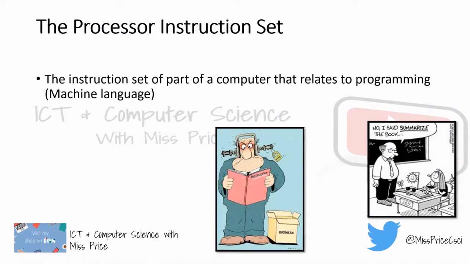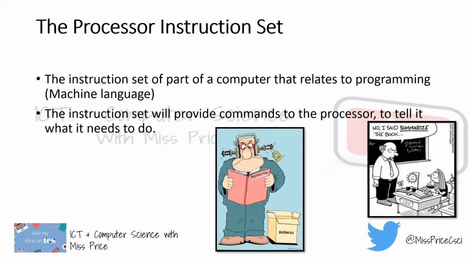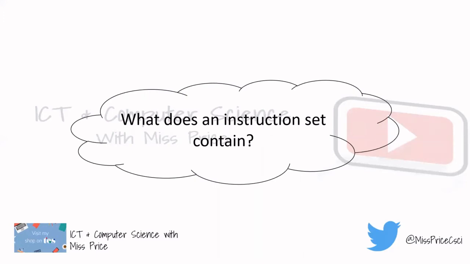As you know, the machine language is a low-level language. Now, know the difference between high-level and low-level. High-level language is the language that is closer to English, and low-level language is the language that the machine will understand, which is effectively ones and zeros. The instruction set will provide the command to the processor to tell it what it needs to do. The processor is a very, very complex chip inside your computer, and it is effectively the brain of the computer.